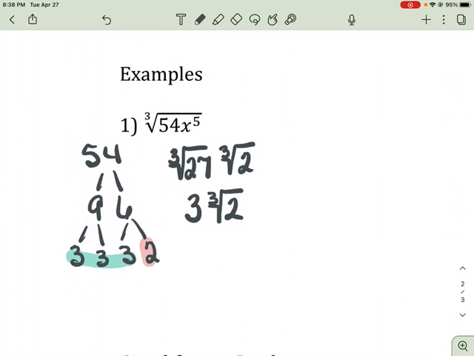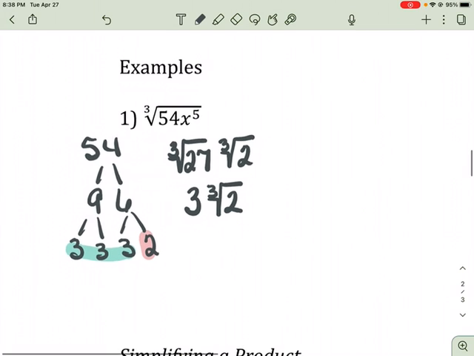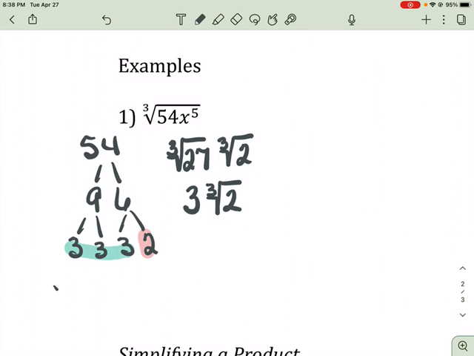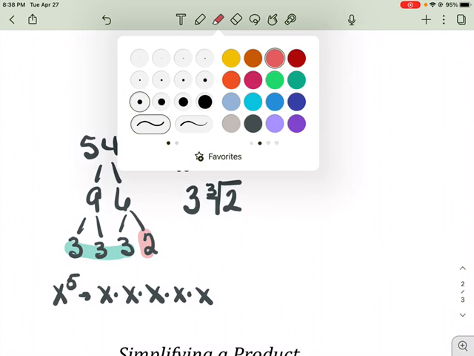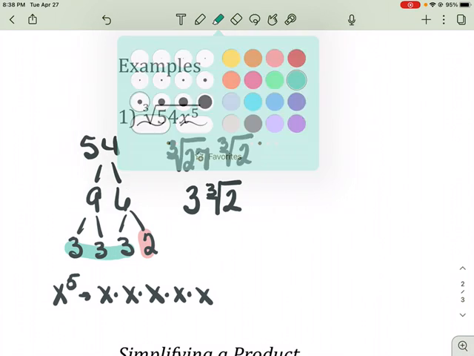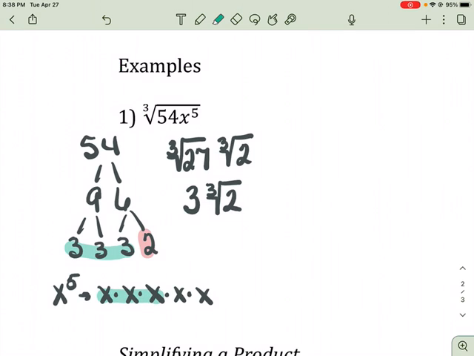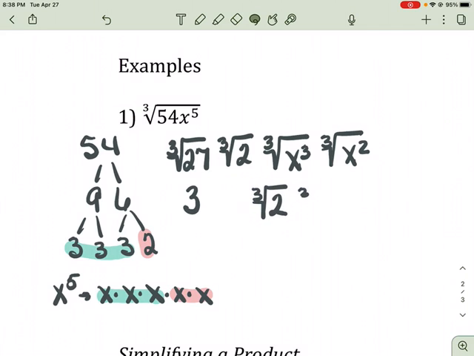All right, we're not finished because we do have to deal with the x to the 5th. Now let's break down x to the 5th. Remember, that means 5 x's. I'm doing a cube root, which means a group of 3 that are exactly the same. So there they are, that's the cube root of x cubed. And these 2 are going to stay as the cube root of x squared. So let's move this over.